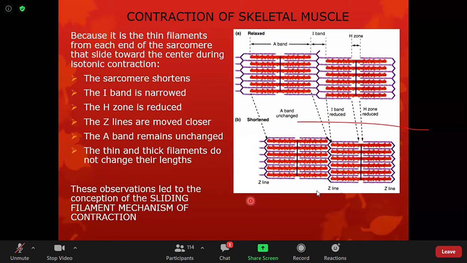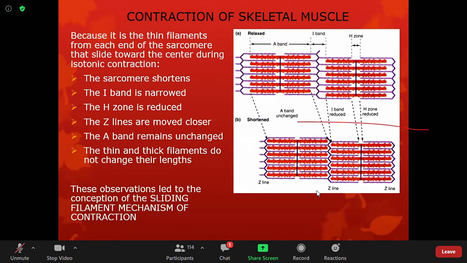Now, these observations led to the conception of the sliding filament mechanism of contraction. Take note, it is only the thin filament that slides. The thick filament will stay put. So the A band will remain the same. It will not shorten. Okay?